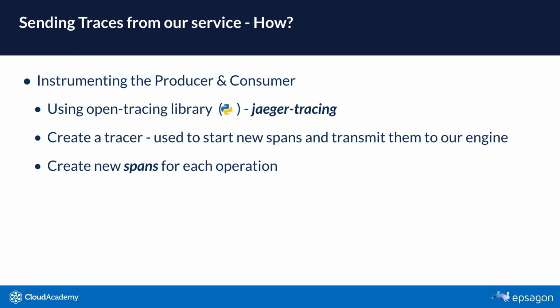First, we need to create a tracer. A tracer is an object that allows us to start new spans. In our case, a span in the producer is to produce a message, and in the consumer, a span will be to consume a message. That tracer also sends those traces to Jaeger, and then we are able to view them. For each operation, we're also going to create new spans.